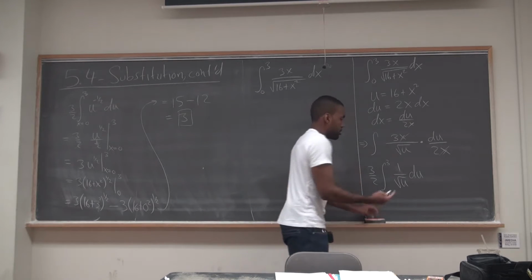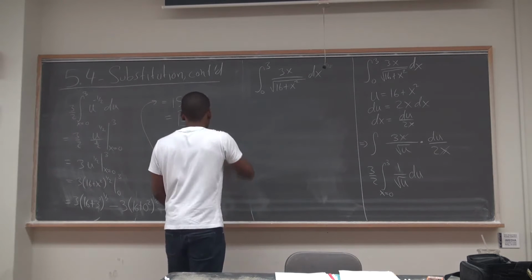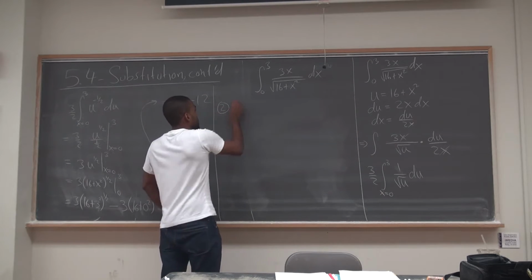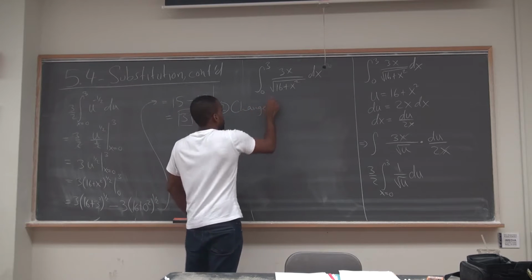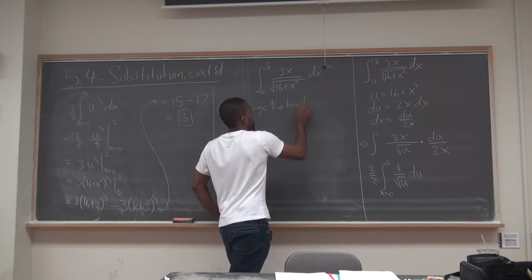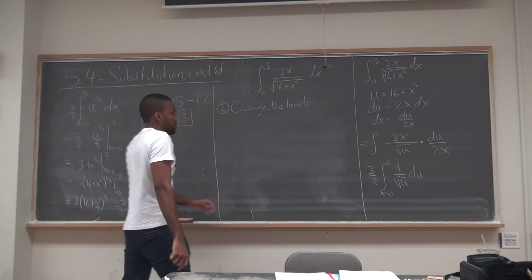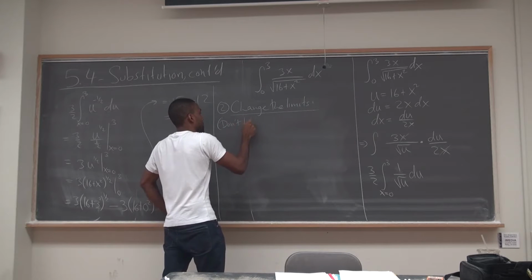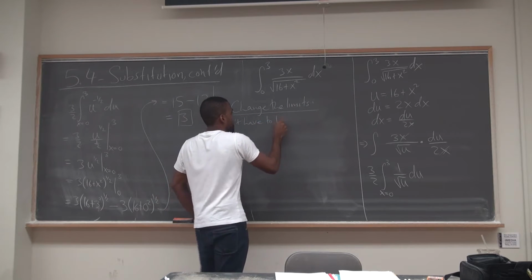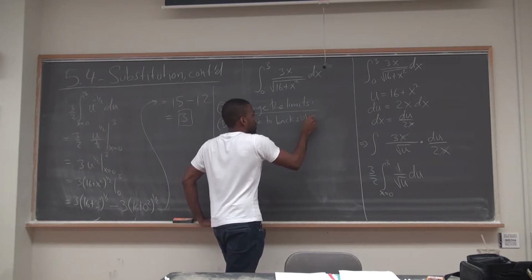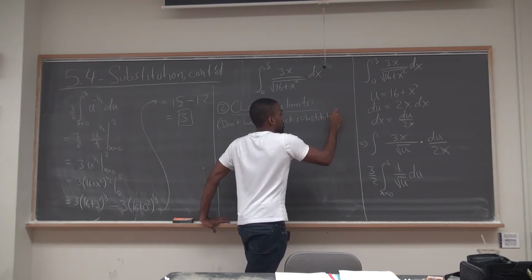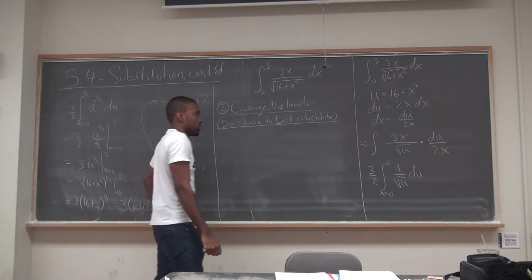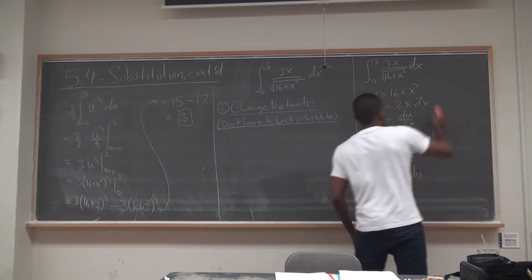So typically, especially in Calc 1, that's how I would do it. I wouldn't worry about the limits too much. But there's another way to proceed, which is to actually change the limits. And in this case, you don't have to back substitute. Because there are some integration techniques where back substitution is really annoying to do. But in 205, it's not going to be.